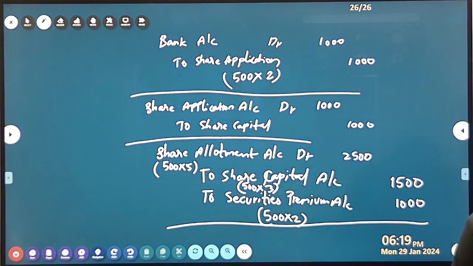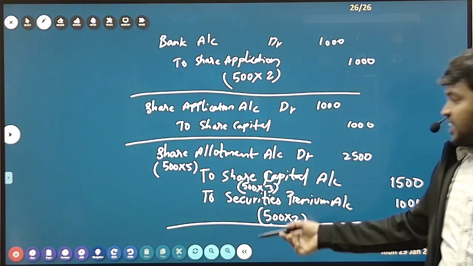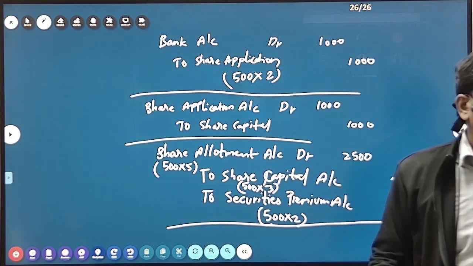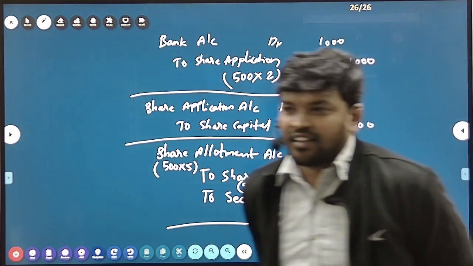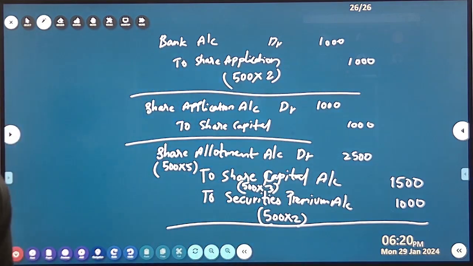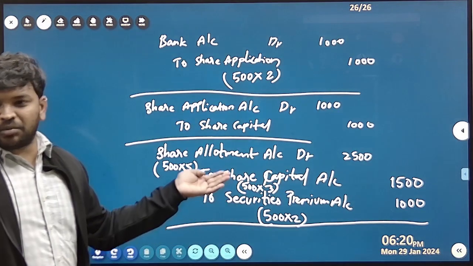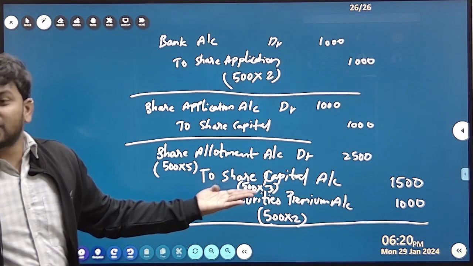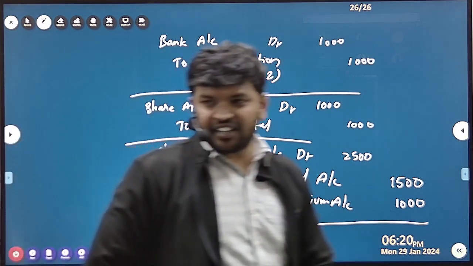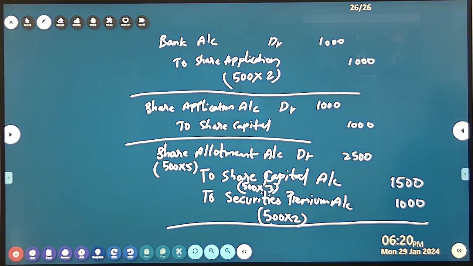Next, see, only the application money was paid by the shareholders. We passed the due entry, but we have not received the allotment money. Yes or no? Understood? Actually, what is the next entry? Bank account debit to share allotment money 2500, but we did not receive the allotment money.